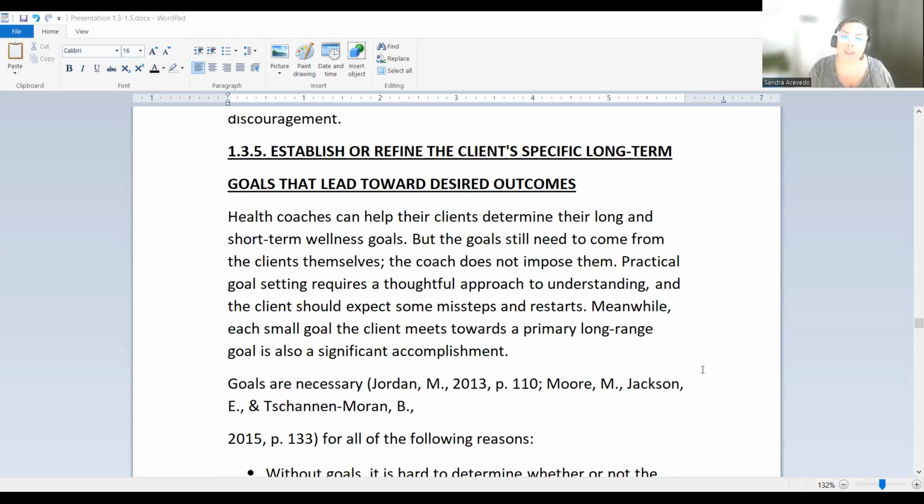Okay. Which is establish or refine the client's specific long-term goals that lead toward desired outcomes. Health coaches can help their clients determine their long and short-term wellness goals, but the goals still need to come from the clients themselves. The coach does not impose them. Practical goal setting requires a thoughtful approach to understanding, and the client should expect some missteps and restarts. Meanwhile, each small goal the client meets towards a primary long-range goal is also a significant accomplishment.